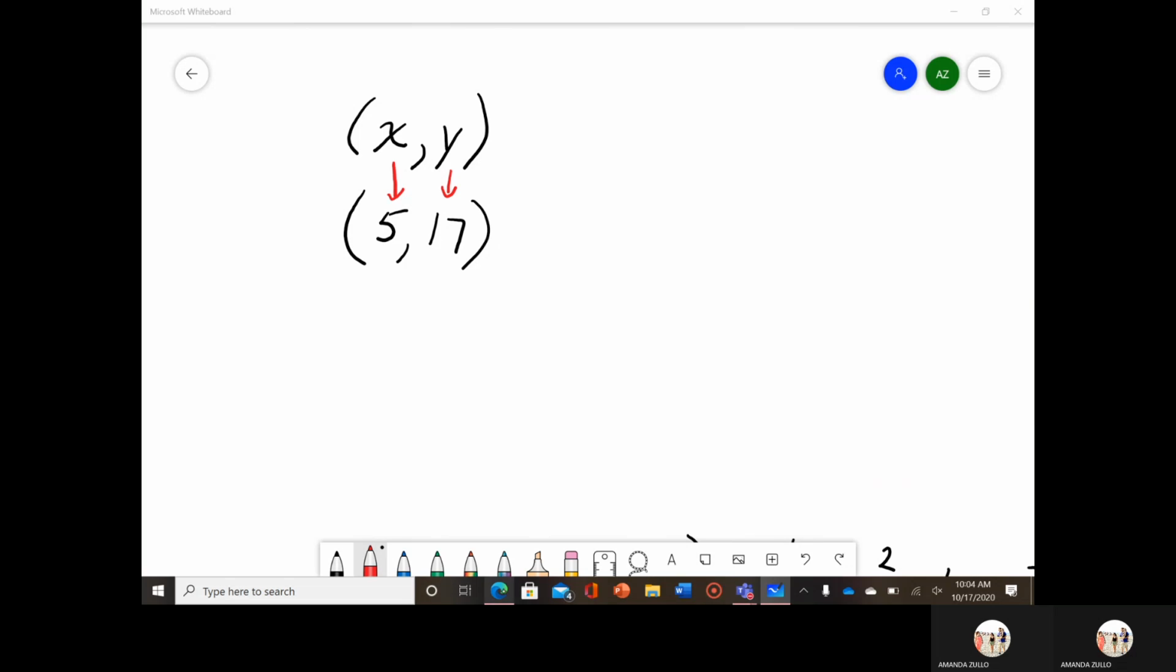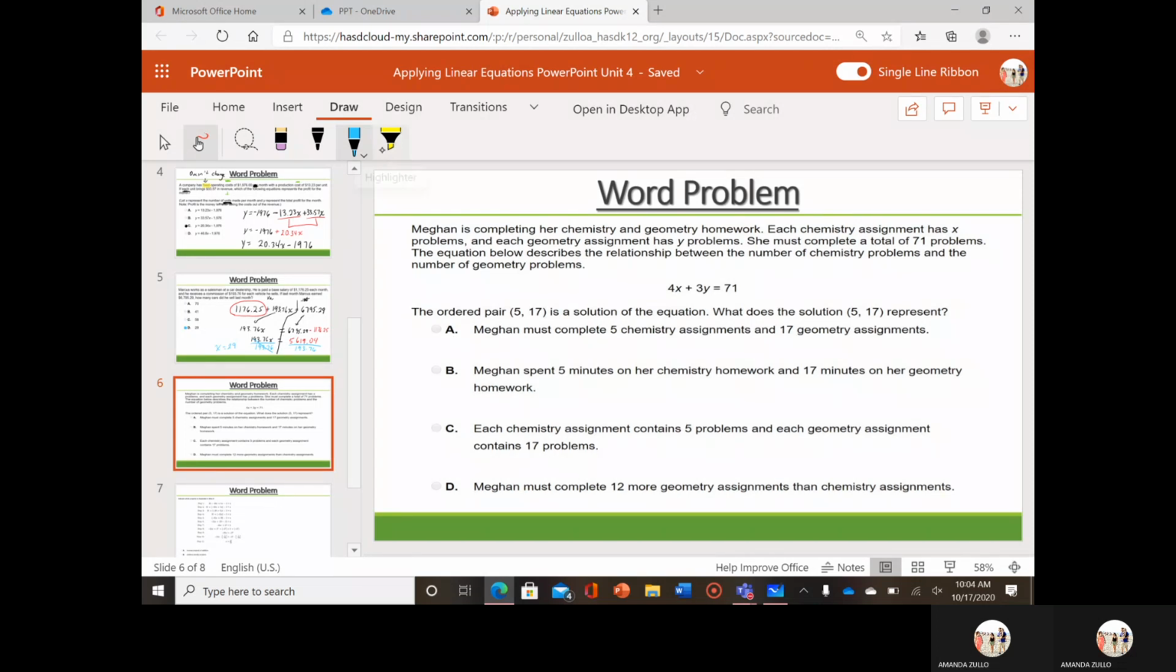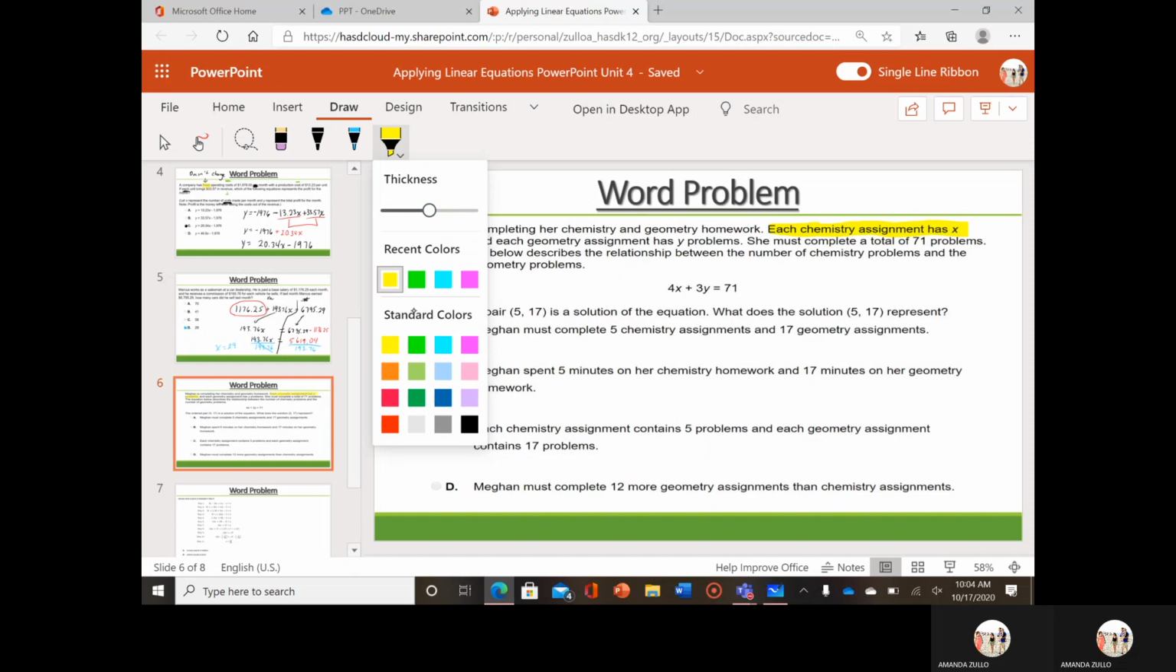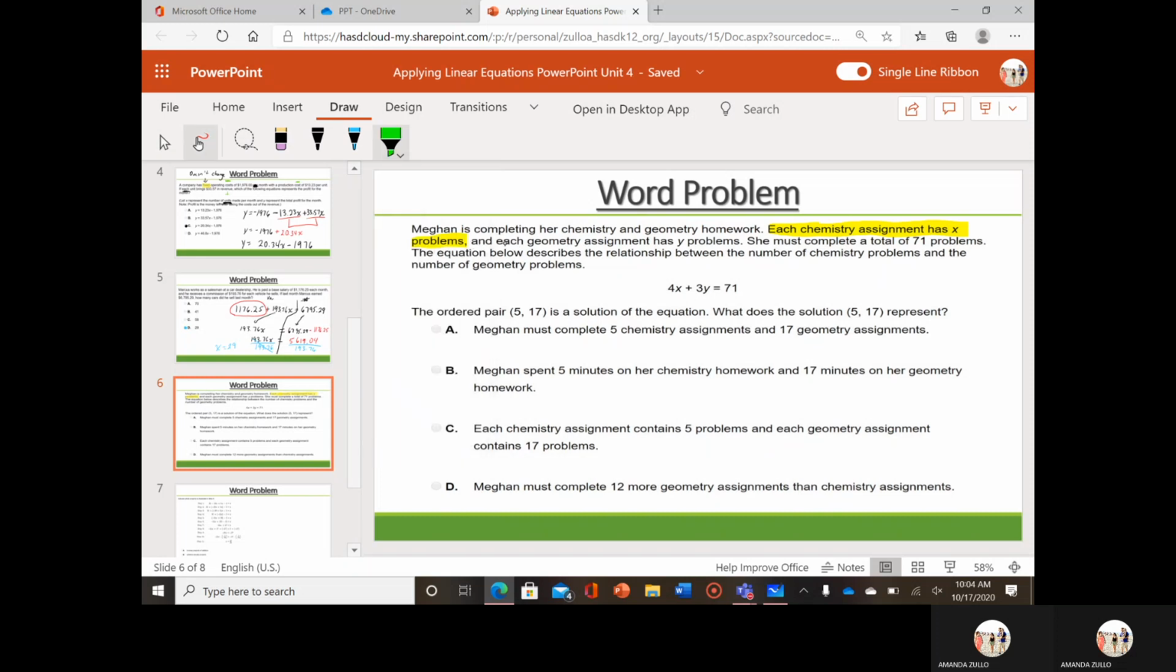So let's come back to our problem really quickly. I need to know what x and y represent. In order to figure that out, you're going to come back up into the main problem, the one on top. It says each chemistry assignment has X problems. So X represents the problems in the chemistry assignment. Okay. And Y is represented by each geometry assignment. Okay. Each geometry assignment has Y problems.